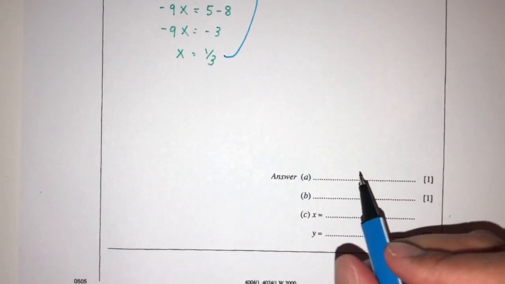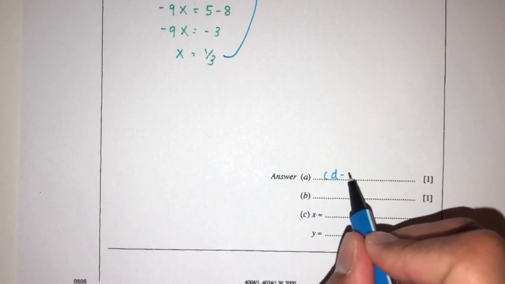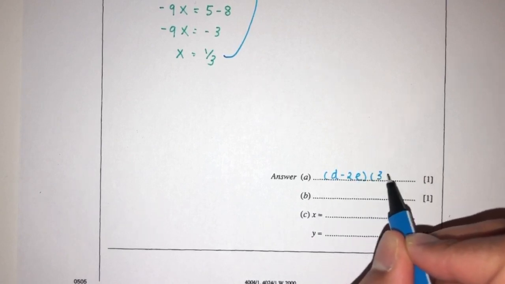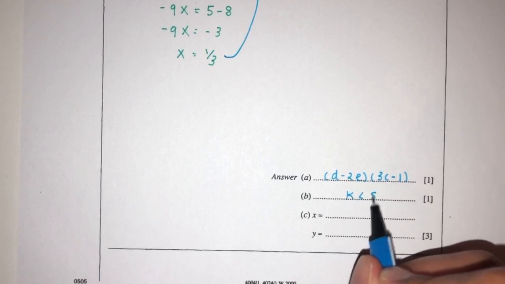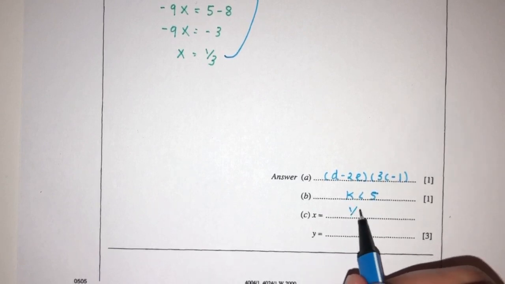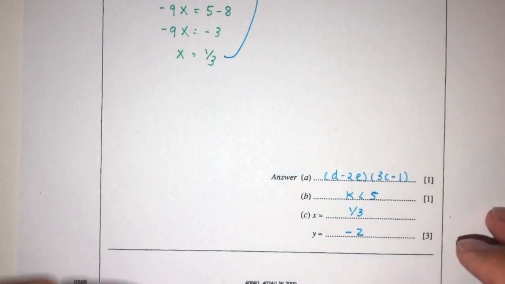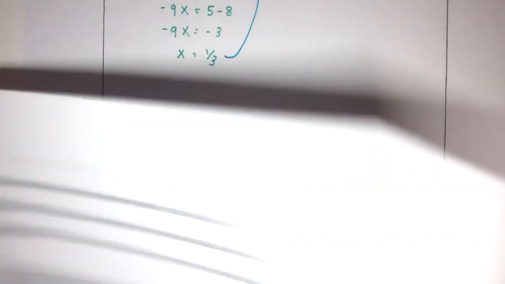So let's write down the first value is d minus 3, 3c minus 1. B has to be k less than 5. x has to be 1 over 3, and y has to be minus 2. Okay, that will be question number 22.